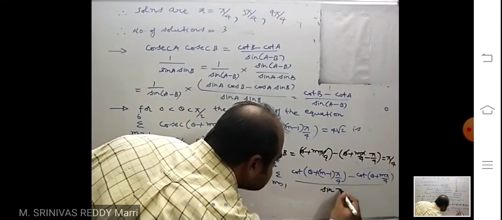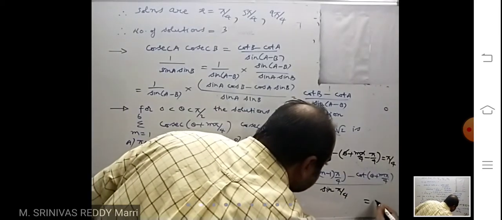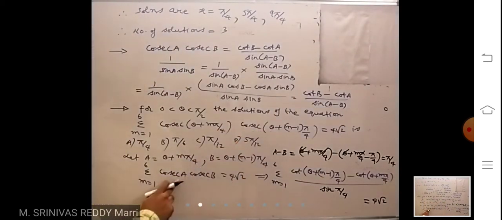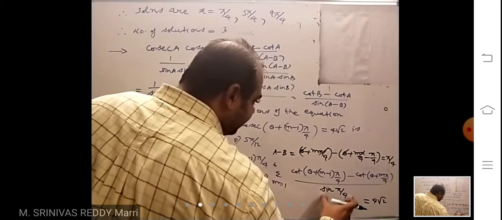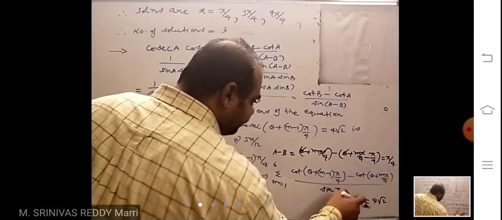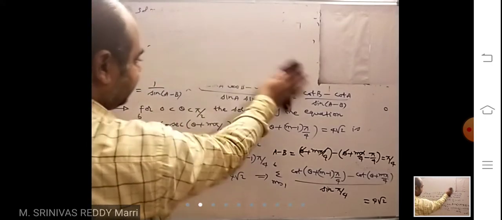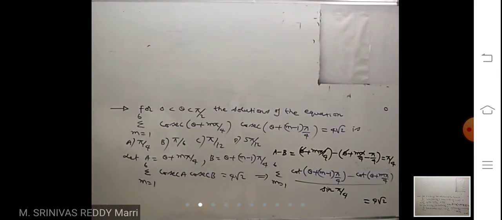So I have written cot B minus cot A divided by sine of A minus B, and sine of A minus B means sine pi by 4. Cosecant A into cosecant B is nothing but cot B minus cot A divided by sine pi by 4. Sine pi by 4 is 1 by root 2. With 1 by root 2 in the denominator, you get root 2 in the numerator.